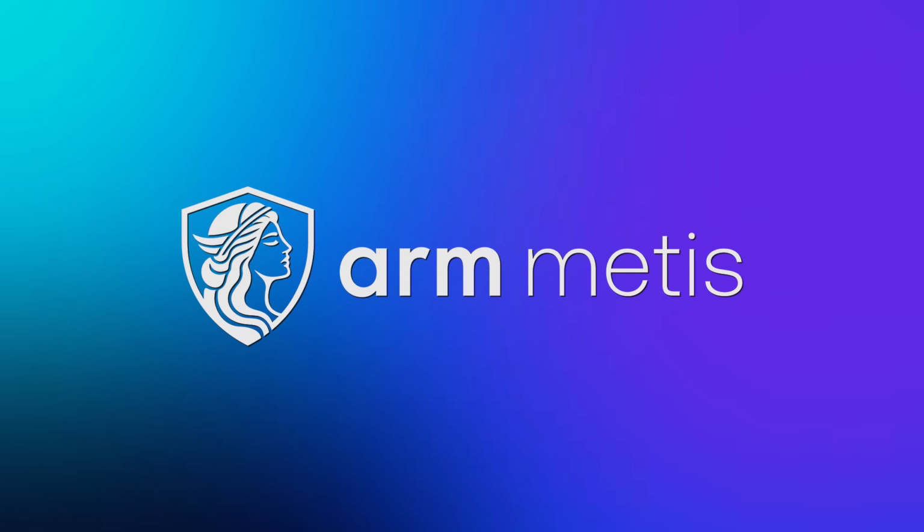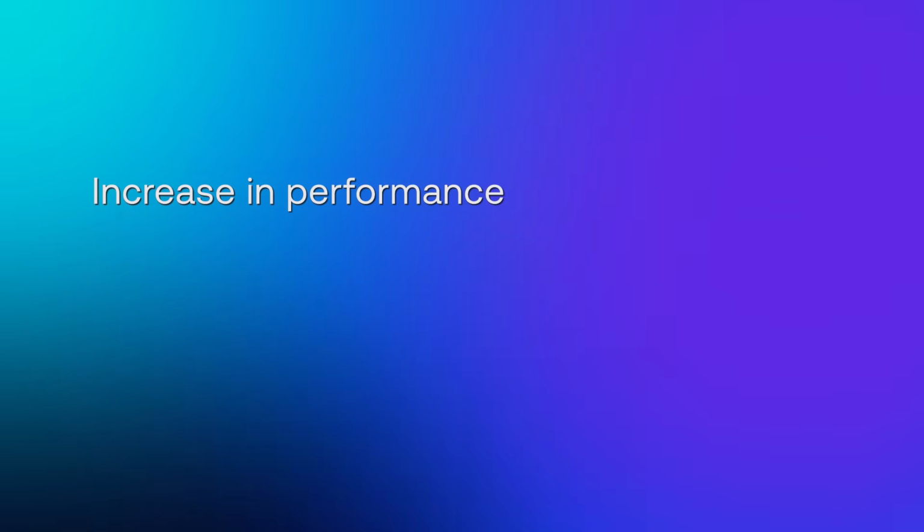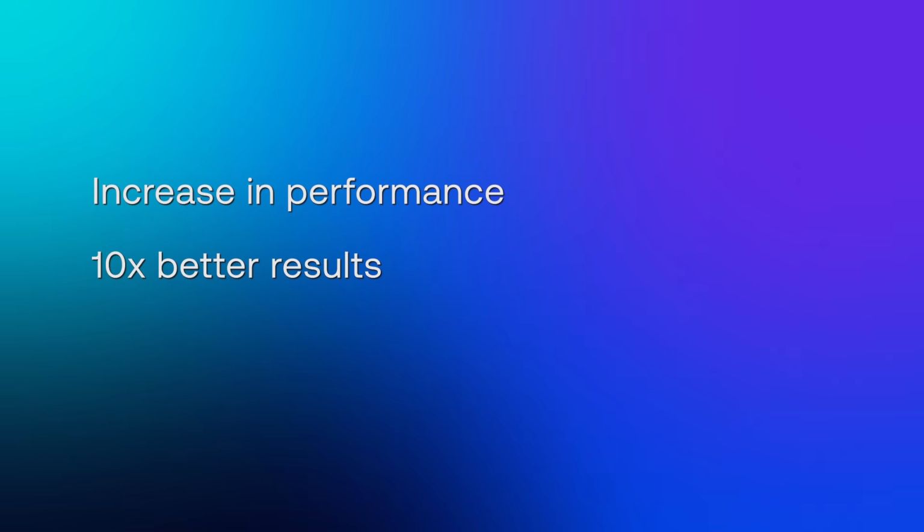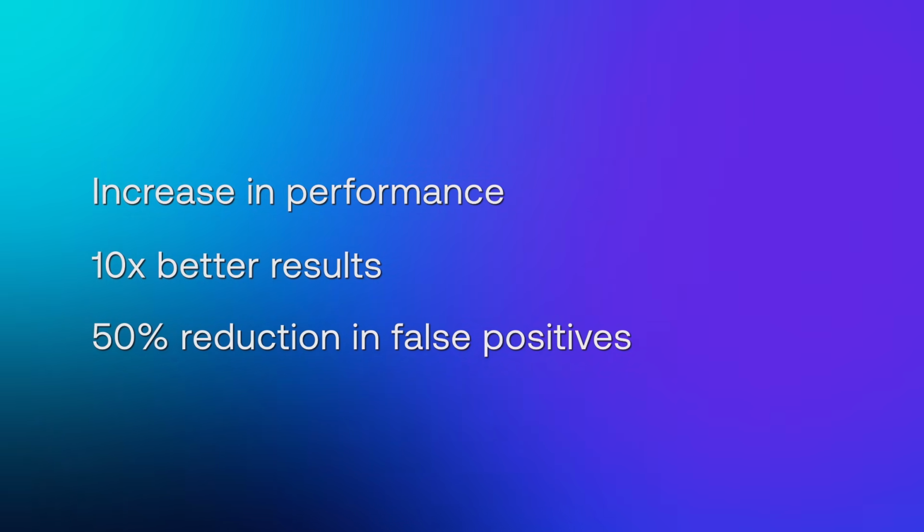Today I'm here to talk about Metis. Metis is our agentic AI security framework for finding security vulnerabilities in software. We've seen that Metis and recent LLMs are very good at finding security issues, and when you compare this tool to traditional SaaS tools, we saw an increase in performance, around 10 times better results, and a very big reduction in false positives. Around 50% of noise is now eliminated because the LLMs are very good at finding issues.